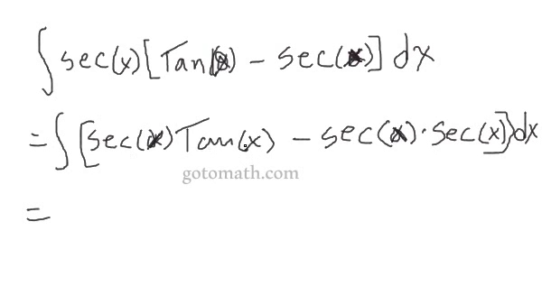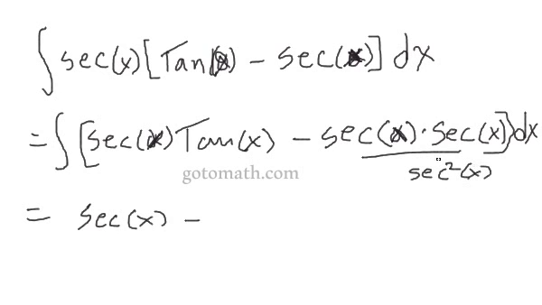Alright, so secant x times tan x, right? These are ones you're going to have to remember. Secant x times tan x is just secant x, and minus, now figure out what that is. That's secant squared x. Okay, these two together, secant squared x. And the integral of secant squared x is tan x. Right, tan x. Then of course we've got our plus c.